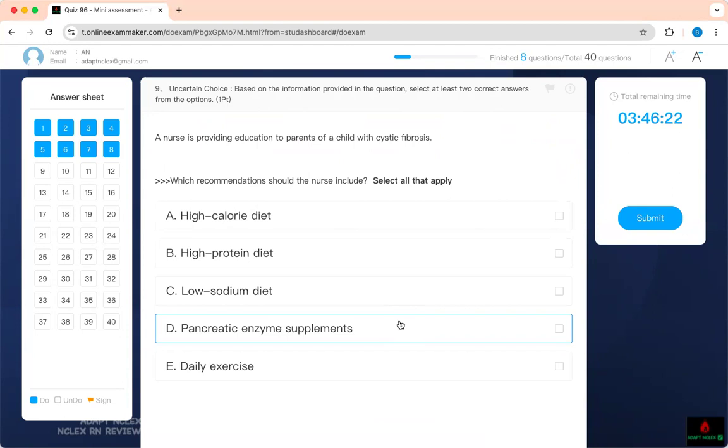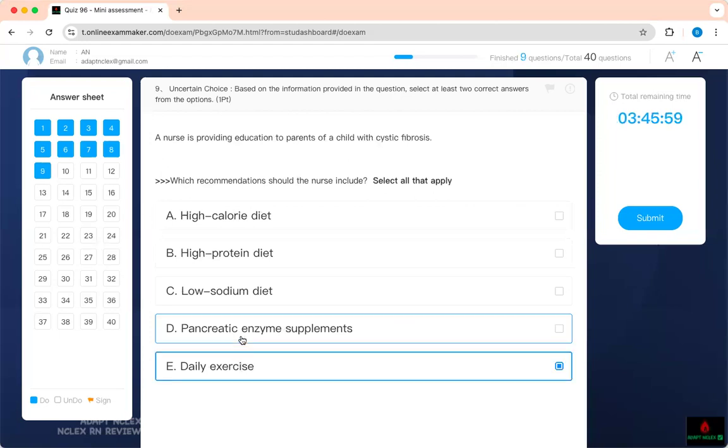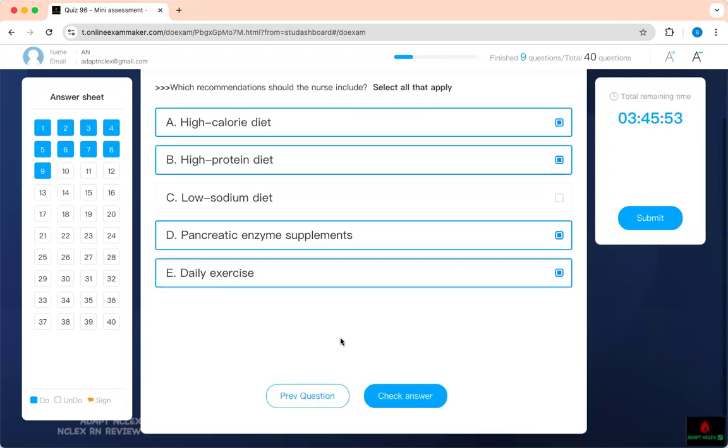Select or apply. A nurse is providing education to parents of a child with cystic fibrosis. What is the concept of cystic fibrosis? One word, high calorie. They need a high calorie, high protein, high sodium, low glucose diet, provide enzymes, and then daily exercise. Exercise to improve your lung, a lot of pancreatic enzyme. You need a high sodium, high protein, high calorie diet.